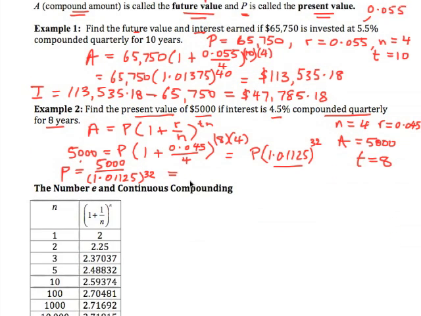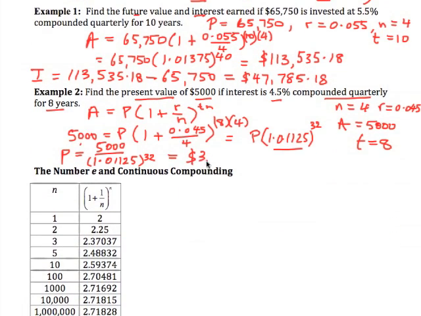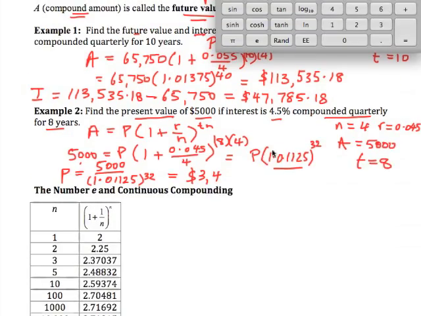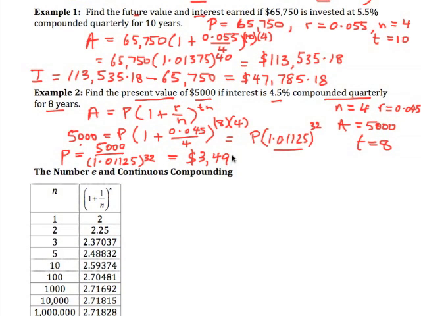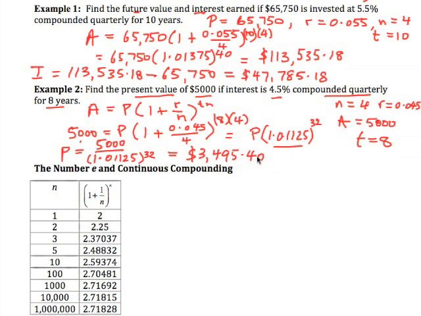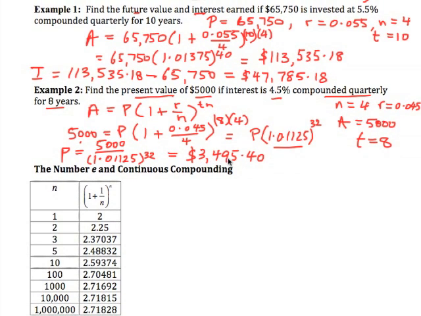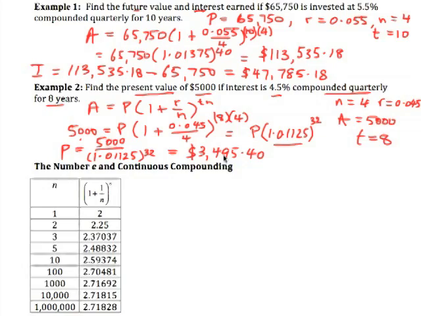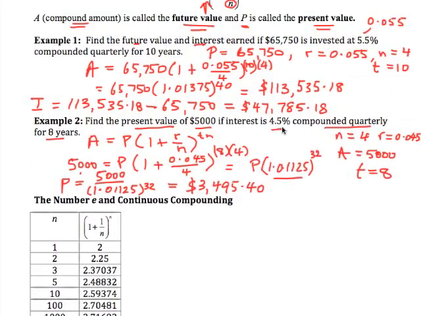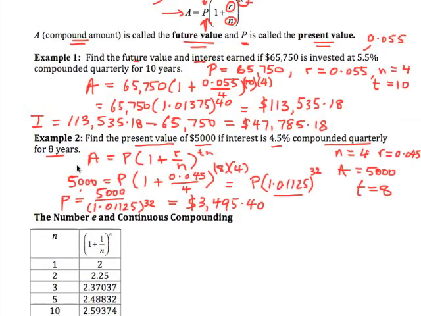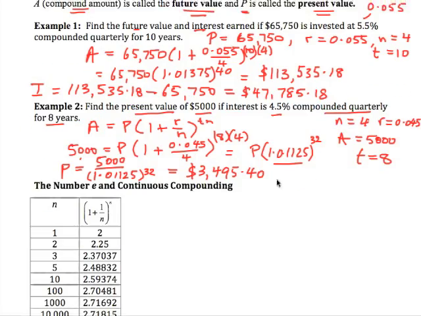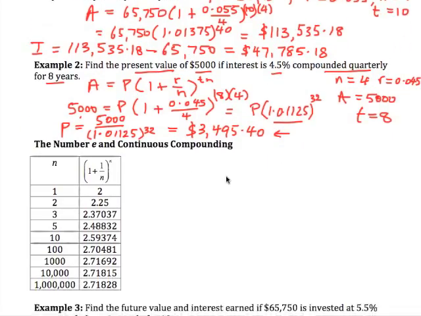And this is going to be $3,495.40. So what this is really saying is that if I put away $3,495.40 and get an interest rate of 4.5% compounded quarterly and do it for 8 years, I'll end up with the $5,000. Okay, so that's the present value.